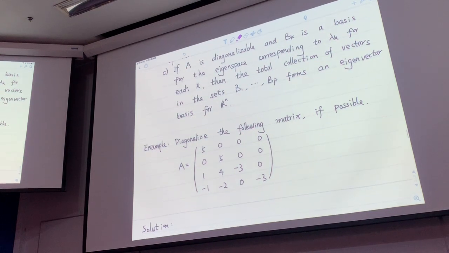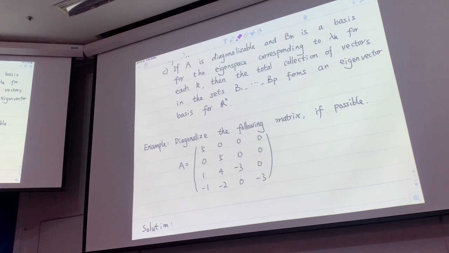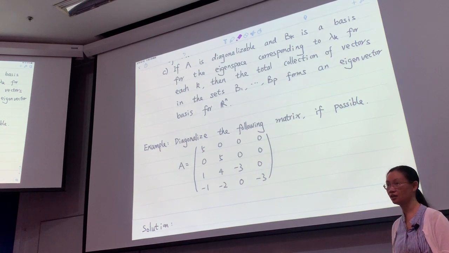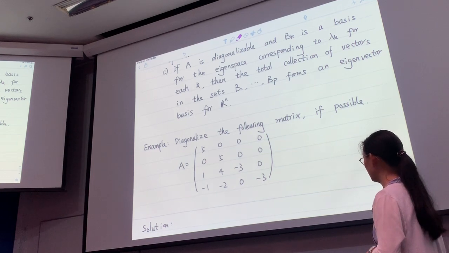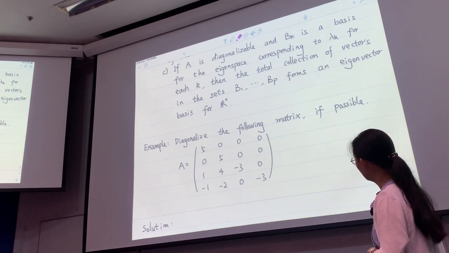If A is diagonalizable and Bk is the basis for the eigenspace corresponding to lambda k for each k, then the total collection of the vectors in the sets forms an eigenvector basis for Rn. That's for sure, right? Because those are linearly independent vectors. So they are the corresponding basis. Now let's look at this example.